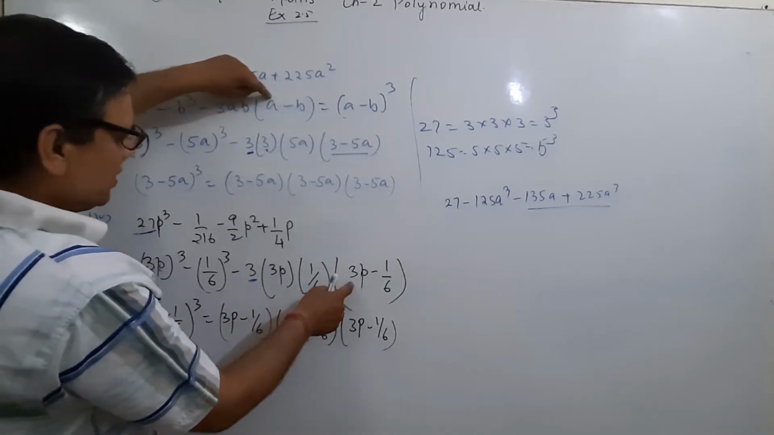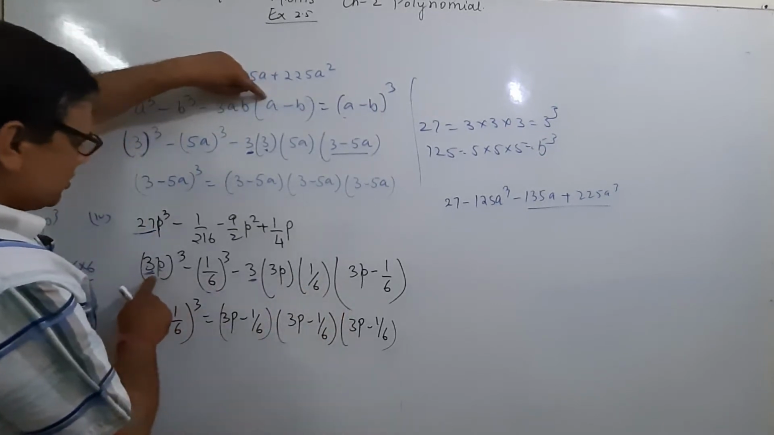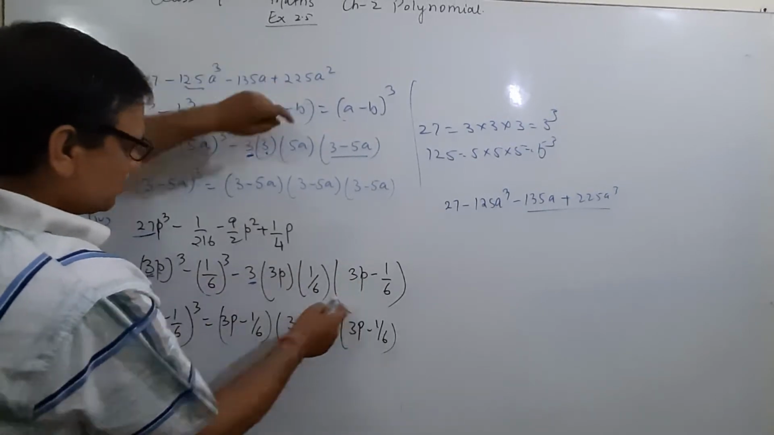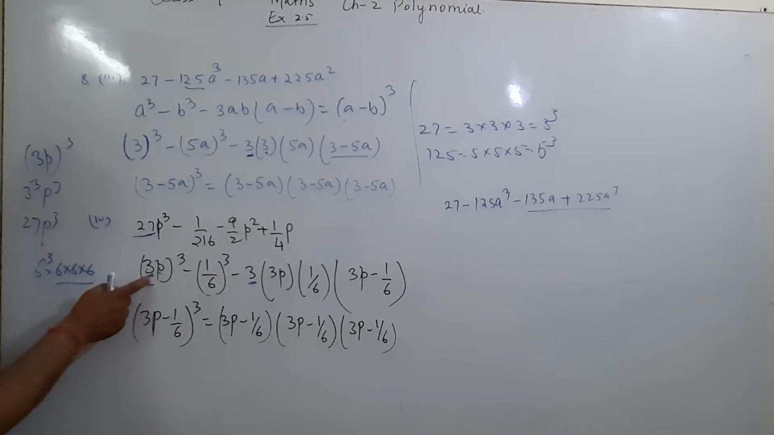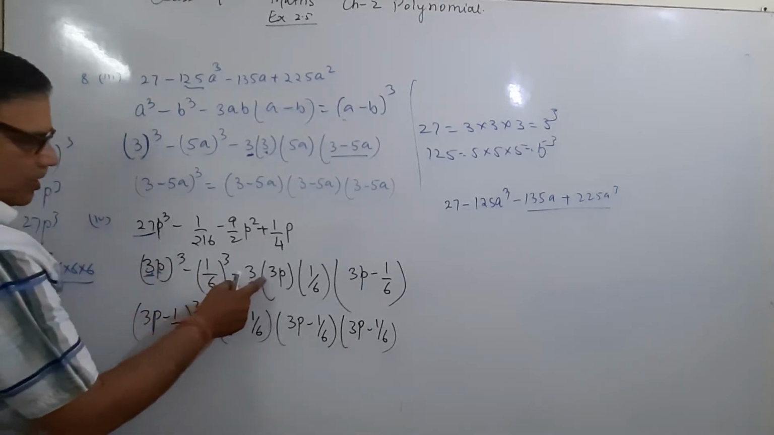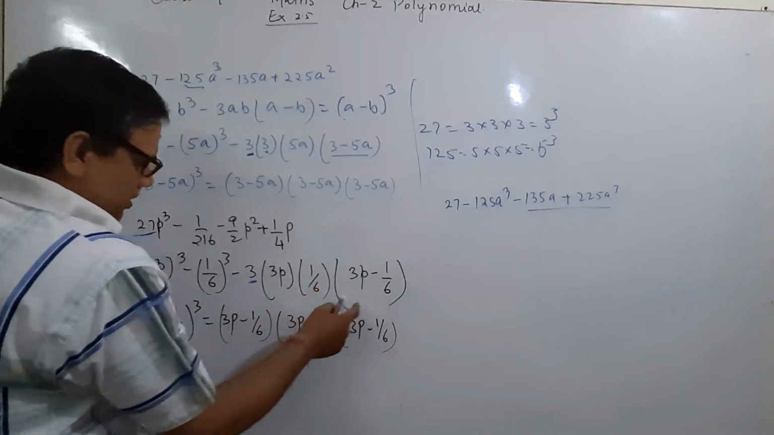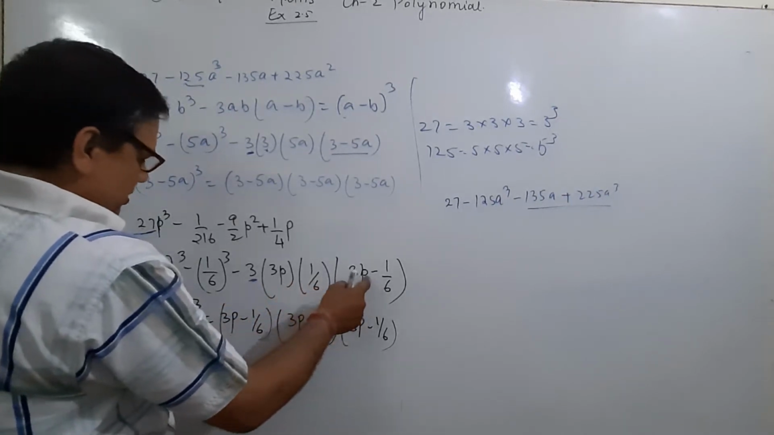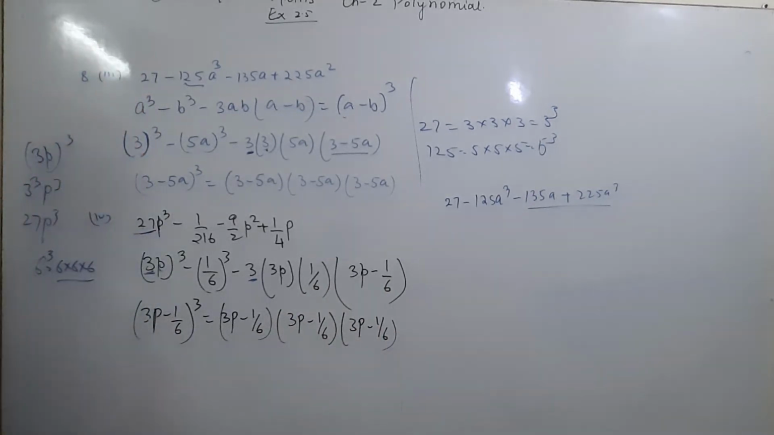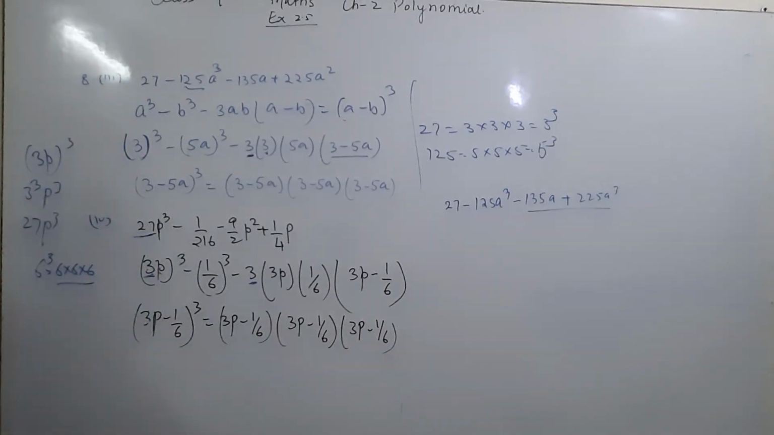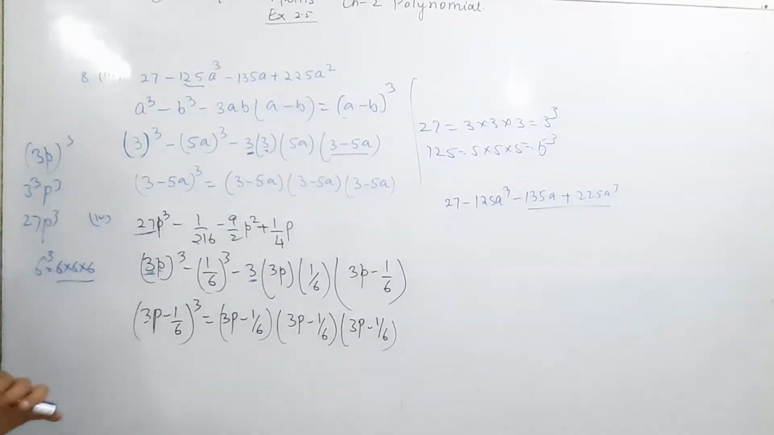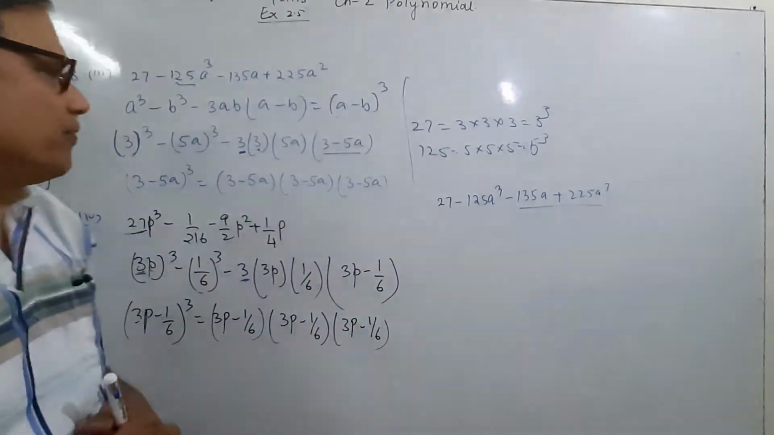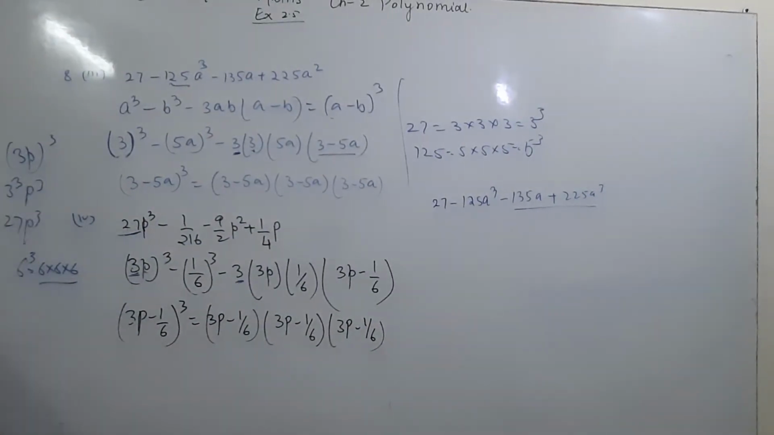Bracket A is 3P, minus B is 1 by 6. Then the formula identity is A cube minus B cube minus 3AB, bracket A minus B whole cube. A minus B, this is A minus B whole cube. We have to write it 3 times. This is the question part 4. Do the remaining parts of all the questions which are solved here. And now we will move to question number 9.